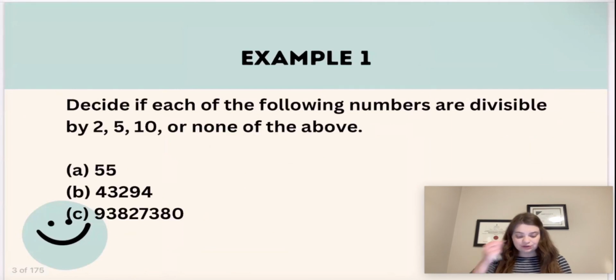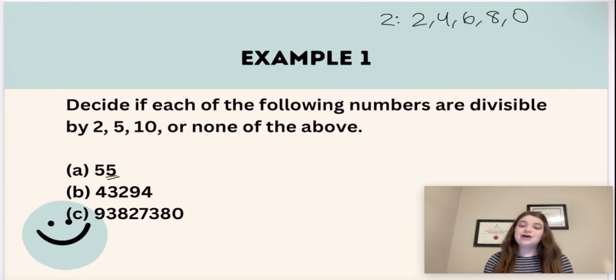So here it says to look at each number and decide if the following numbers are divisible by 2, 5, 10, or none of the above. So let's start with the first one, 55. Well, this one ends in 5, and we know that to be divisible by 2, that final digit would have to be 2, 4, 6, 8, or 0. Since 5 is not in that list, this number 55 is not divisible by 2.